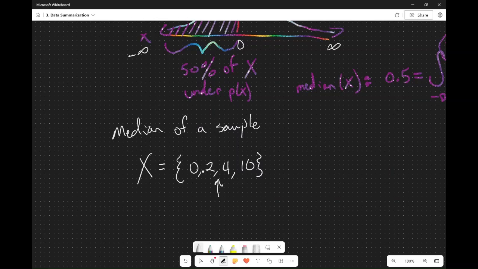Well, it can't be 2 and it can't be 4, because 2 is not the middle and 4 is not the middle. I've got to go between 2 and 4. So I need to find the midpoint between these two numbers. And the easiest way to do that is 4 plus 2 over 2, which is equal to 6 over 2, which is equal to 3. So that means my median x tilde is equal to 3.